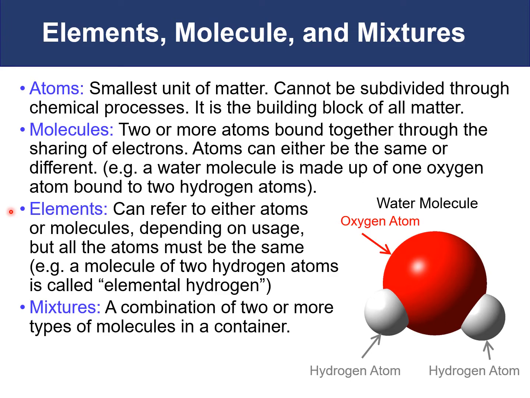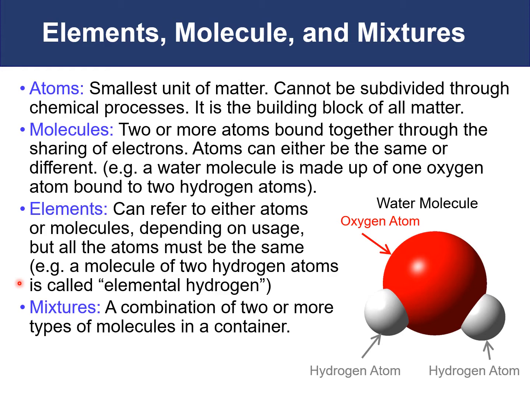The term element itself can be a bit confusing. It can either refer to individual atoms or molecules, but in either case, all the atoms comprising either the individual atom or the molecules have to be of the same type of atom. So for example, we could have an individual hydrogen atom, which we would call hydrogen, or we could have two hydrogen atoms bound together to form a hydrogen molecule, which we would call elemental hydrogen, in the form H2.